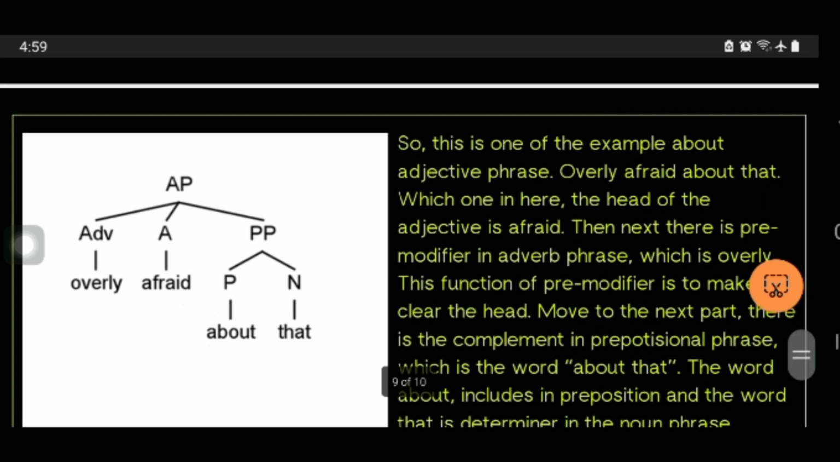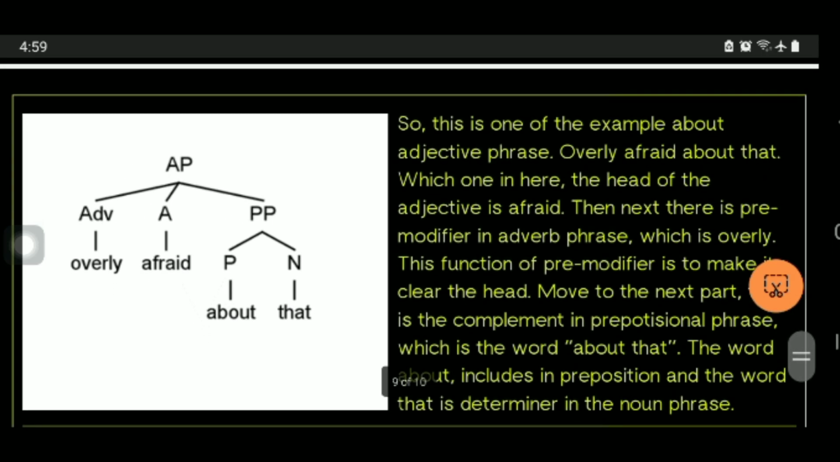Move on to the next part. There is the complement in the prepositional phrase, which is the words about that. The word about is a preposition and the word that is a determiner in the noun phrase.